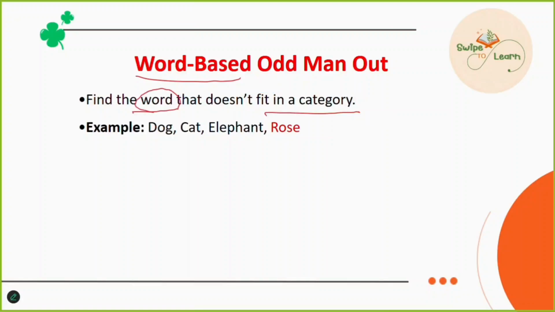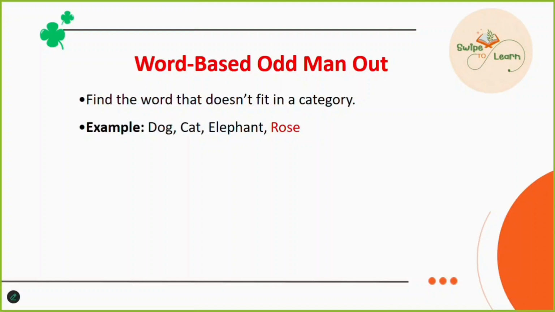Imagine that you are walking into a room full of doctors and you realize that you are a chef. Yes, that's awkward, right? Let's find that kind of odd word out. For example, here we get words like dog, cat, elephant, and rose. What is the odd man out here? Rose, because all others are animals, whereas rose is a flower.